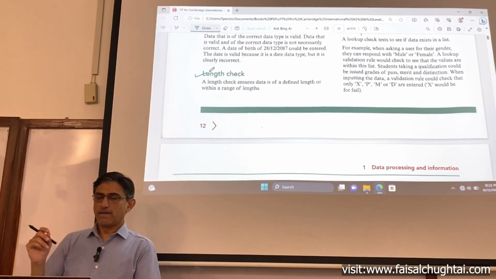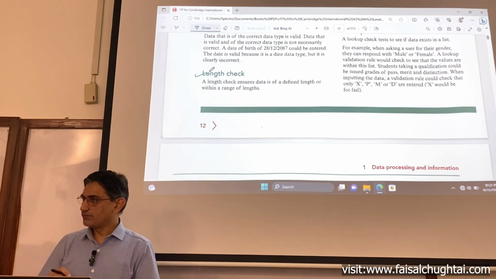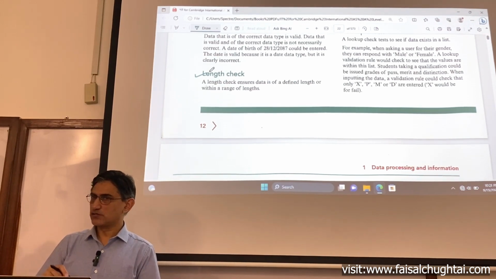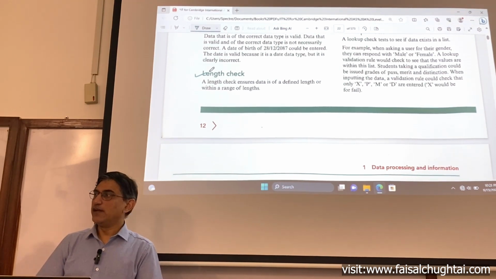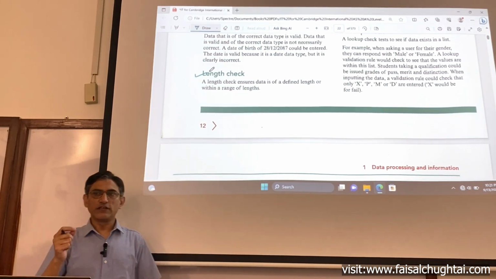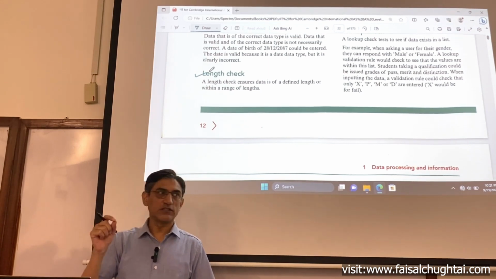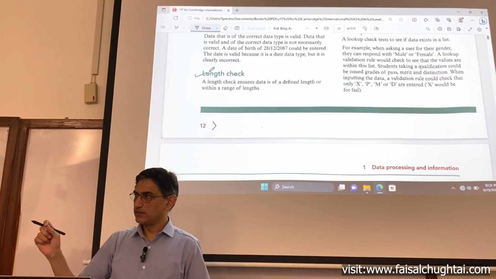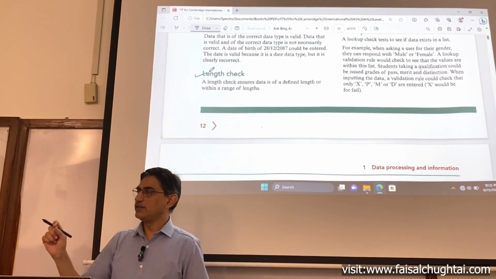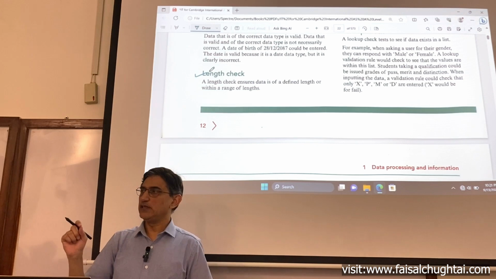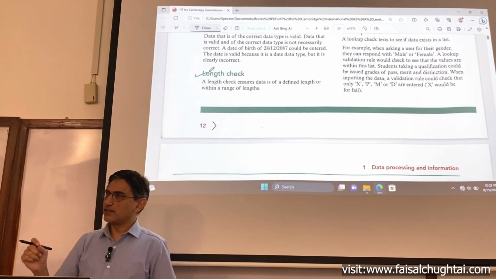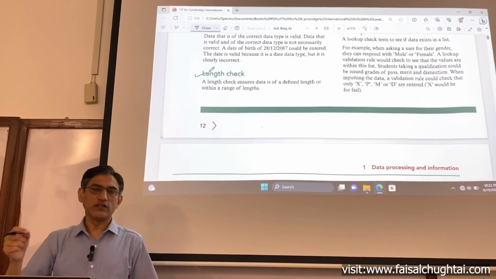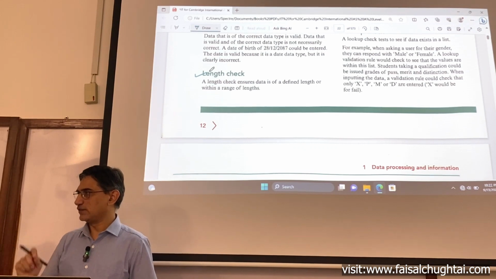So what could be an example of a length check being used? Any example that comes to your mind? Very good. When entering passwords. We do know that usually when it comes to entering passwords, passwords are restricted in terms of their length. Usually you will find that they say the password must be, for instance, 8 characters long. So 8 characters means 8 characters, not 1 character more, not 1 character less. It must be exactly 8 characters.